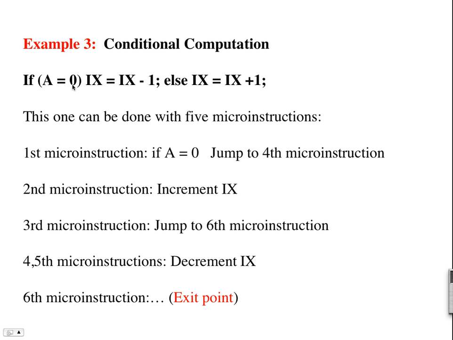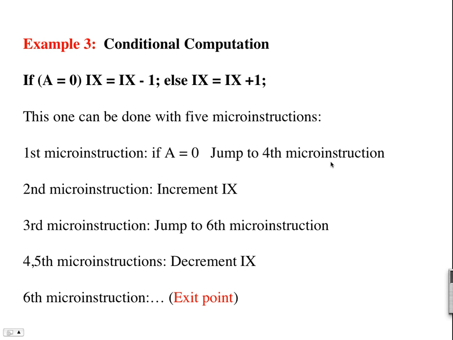If A equals 0, we want to subtract 1 from IX. If it's actually not, which is to say that it could be positive or negative, then we have IX equals IX plus 1. So we can do this with 5 microinstructions. In the first microinstruction, we'll simply check to see if A is equal to 0, in which case we will just jump to the 4th microinstruction.